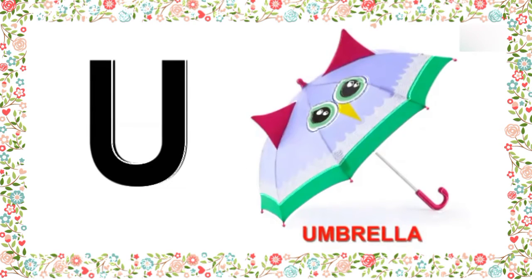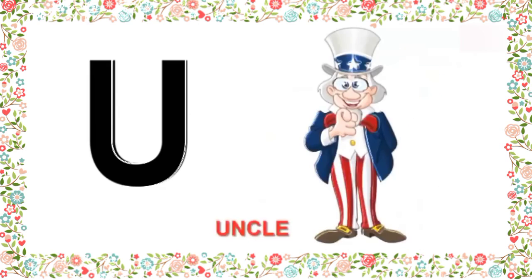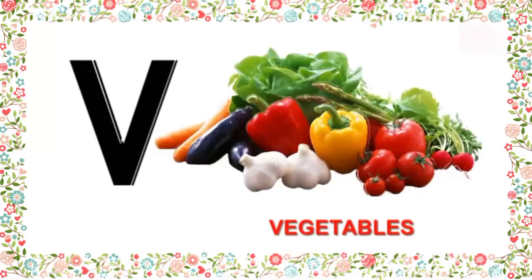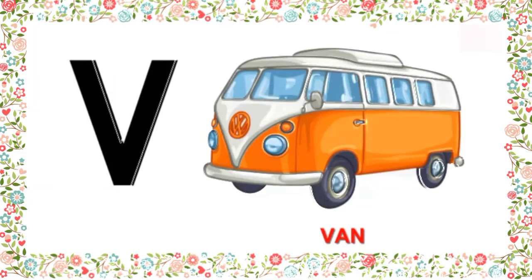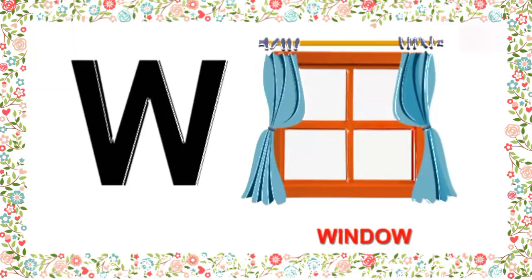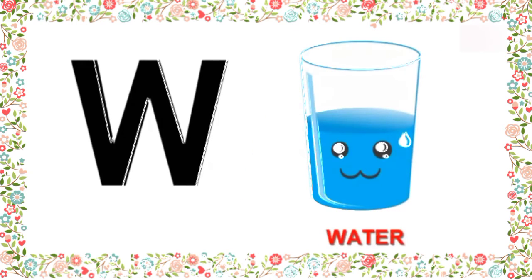U for umbrella. U for uncle. V for vegetables. V for van. W for window. W for water.